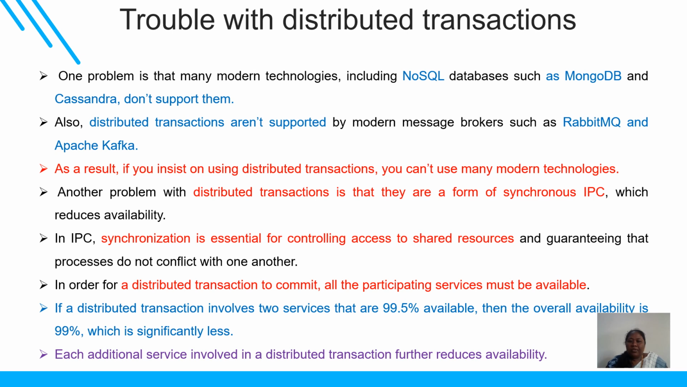For a distributed transaction to commit, all the participating services must be available. As I have told, the ordering services from the other end, the system is also supposed to be available to answer such queries. So this kind of problem is faced while you perform a distributed transaction.